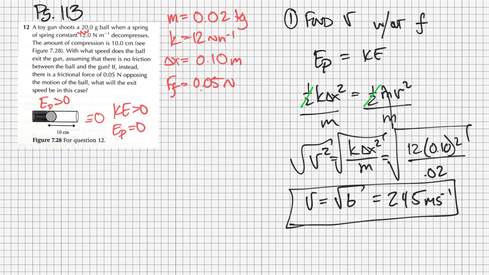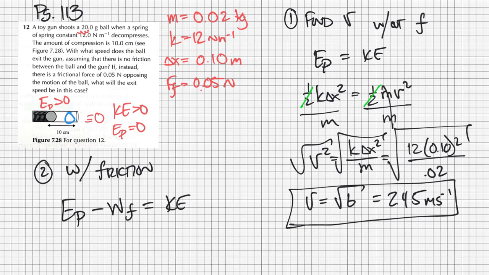And then it's going to be the same thing with friction. So with friction, now my equation is going to be, okay, I have elastic potential energy. I'm going to lose some of that energy due to work done by friction, and that's going to equal my kinetic energy at the end. The frictional force in this case would be opposing the motion. So if the ball was here, there'd be some frictional force pushing backwards.